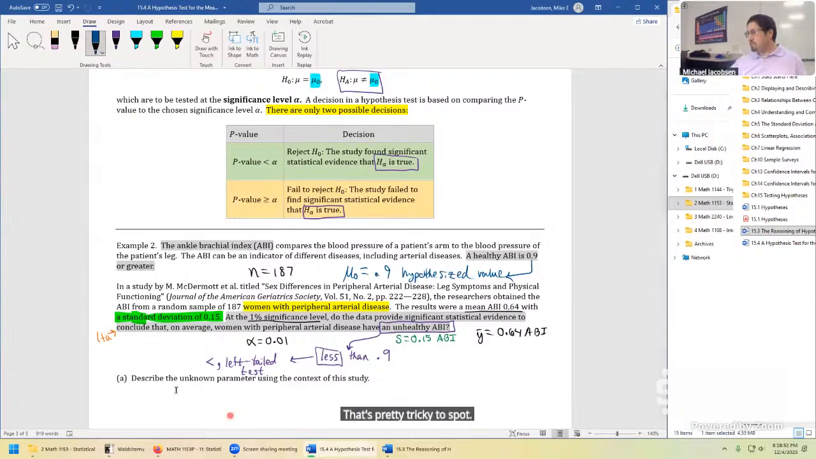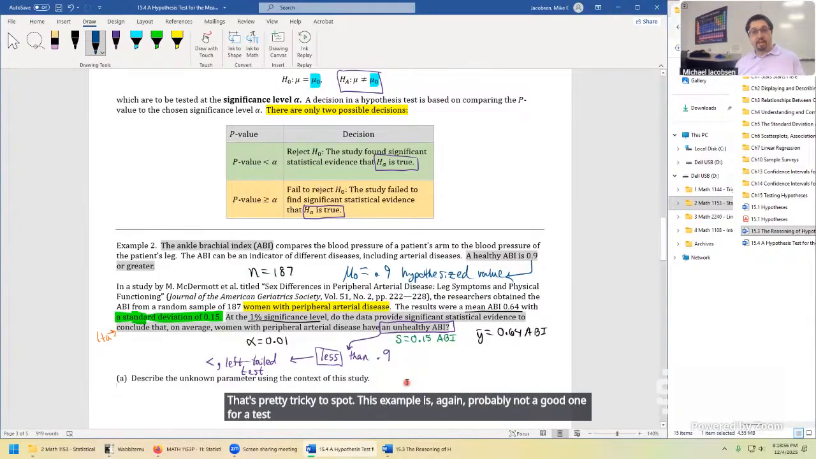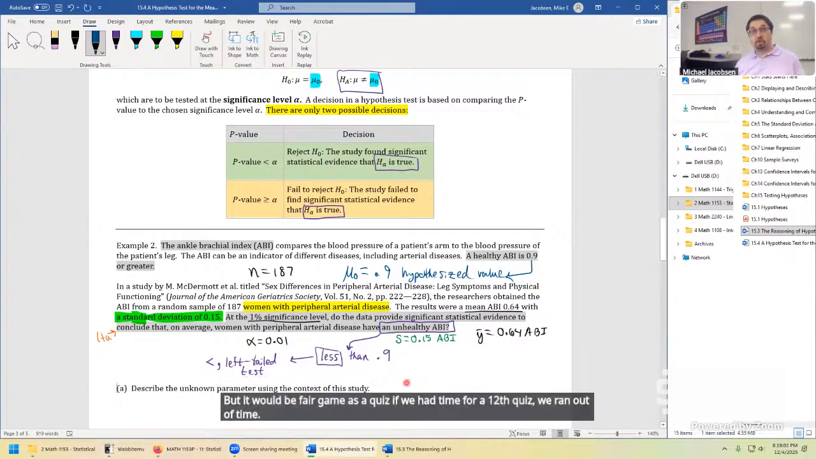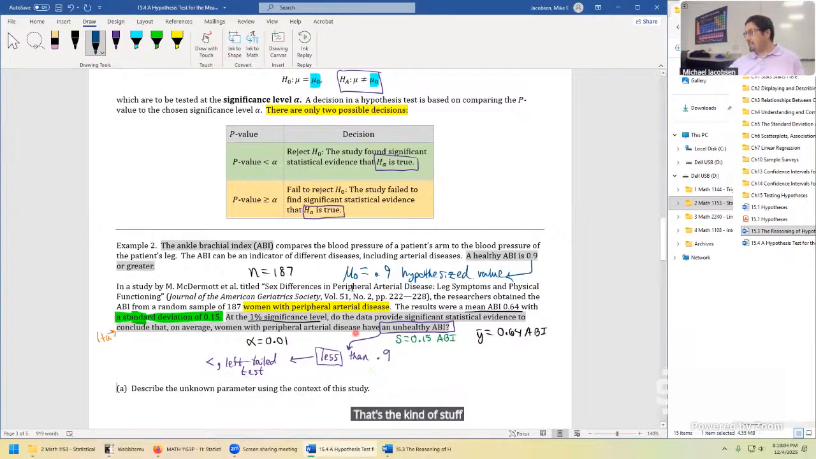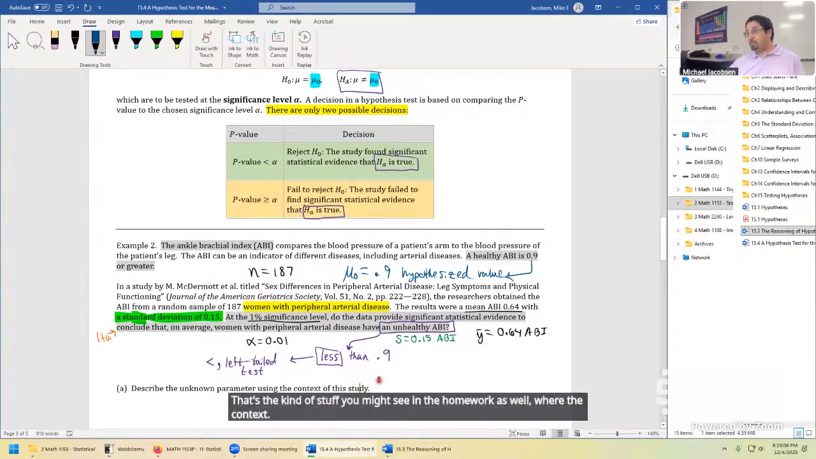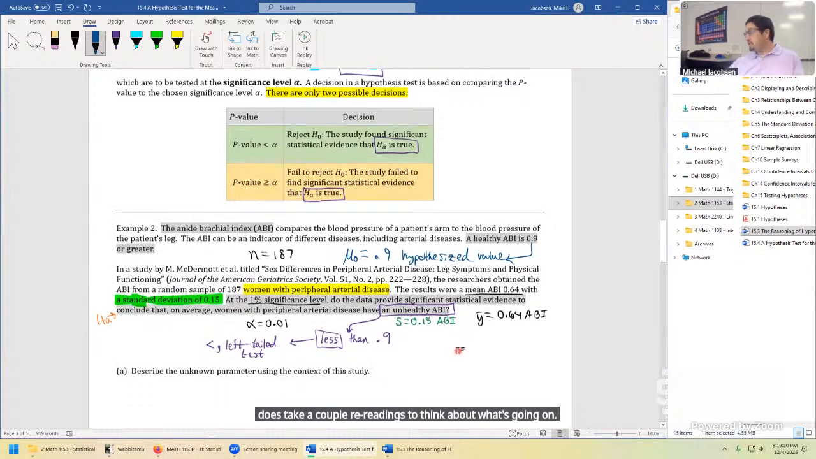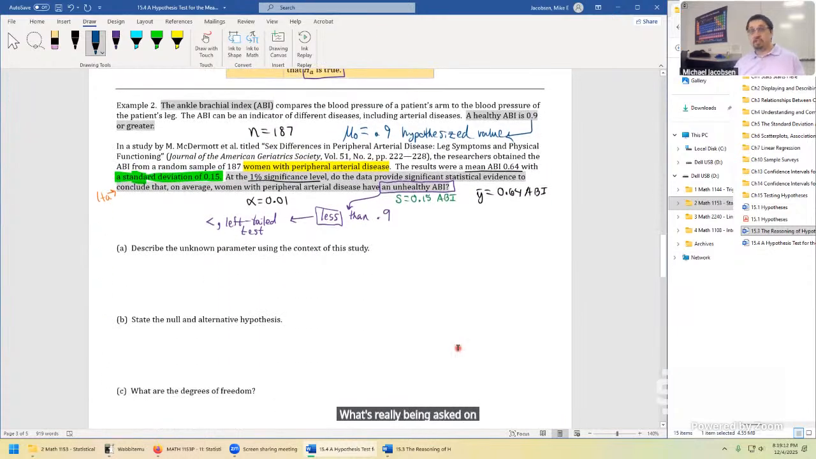This example is, again, probably not a good one for a test question, but it would be fair game as a quiz if we had time for a 12th quiz. We ran out of time. And it's the kind of stuff you might see in the homework as well, where the context does take a couple rereadings to think about what's going on, what's really being asked on this question here. But once we pull it all together, essentially everything we did in the last section just sort of takes over.